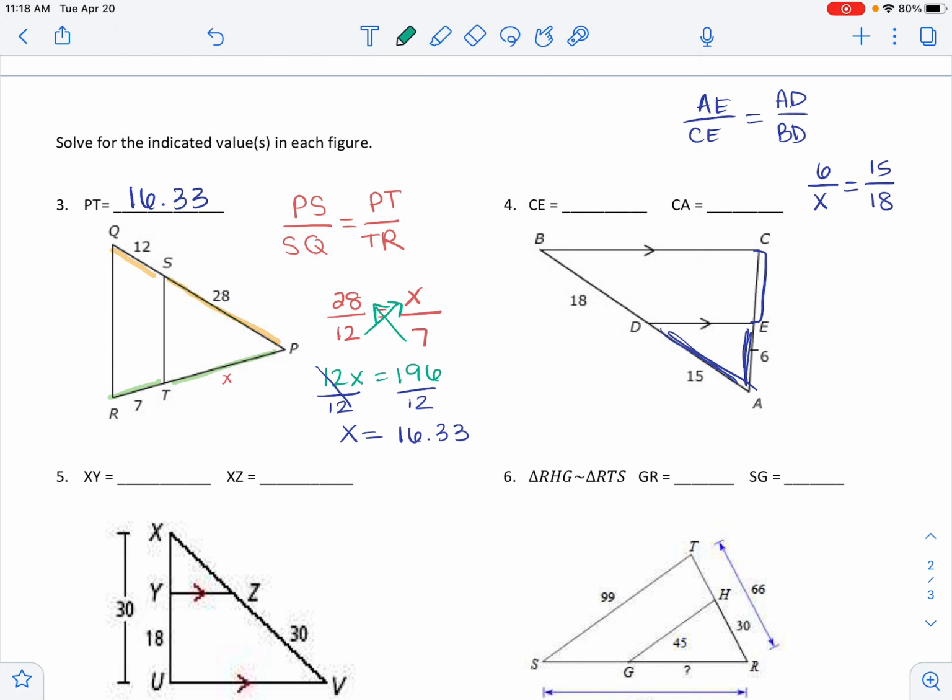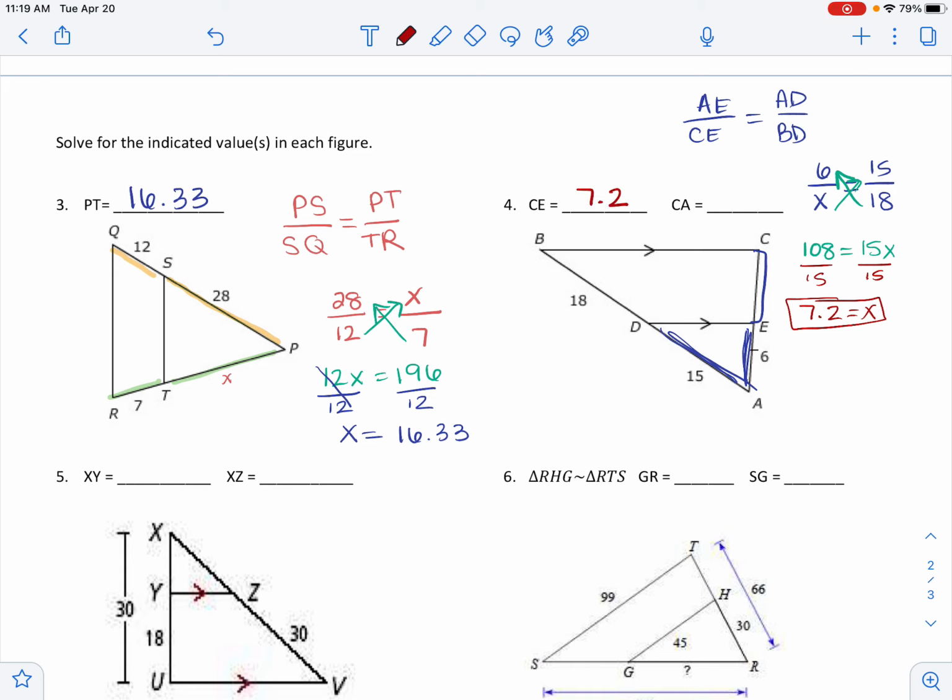All right, I'm ready to cross multiply. So I'm going to start with 6 times 18, and it doesn't matter which order you go in, left to right, right to left. I could have done 15 times X first. And then X times 15 is 15X, either direction. Now to continue solving for x, I need to get rid of that 15. So I will divide both sides by 15, and I get 7.2 equals x. Remember, I'm just using my calculator for these. So if you can't do it in your head, neither can I. Use your calculator. So that is the distance for CE, 7.2.